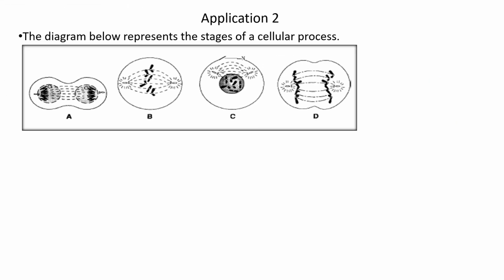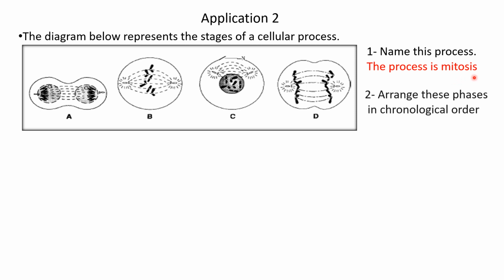Another application. The diagram below represents the stages of a cellular process. A, B, C, and D. First question, name this process. What do you think? What is this process represented in its 4 stages? Of course, the process is mitosis. Second question, arrange these phases in chronological order. What's the order?